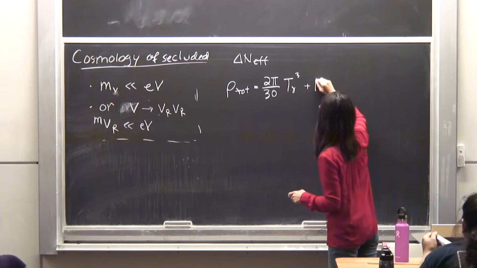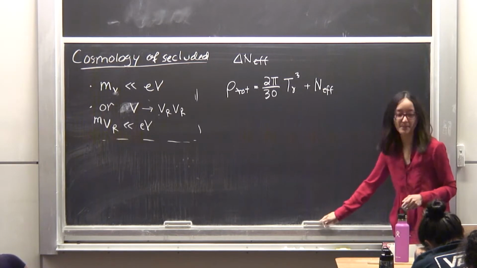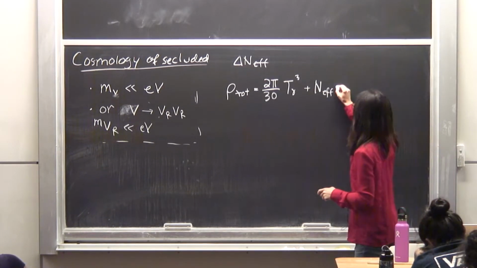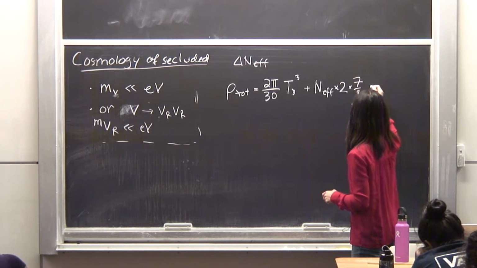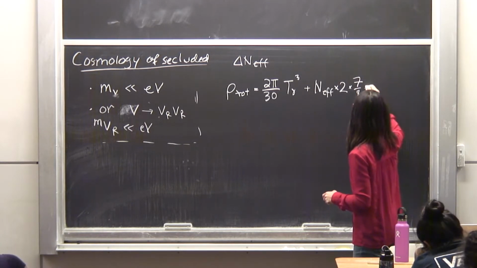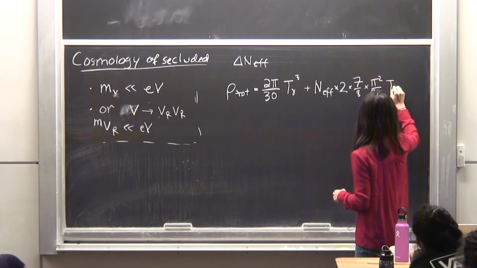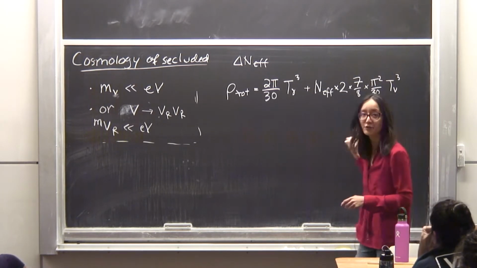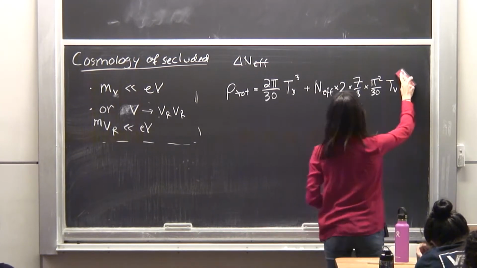For neutrinos, I have my N effective, the one that's around a little bit above 3. Then I have 2 for spins, 7/8 for fermions. And then the neutrino temperature. Sorry, these powers are.